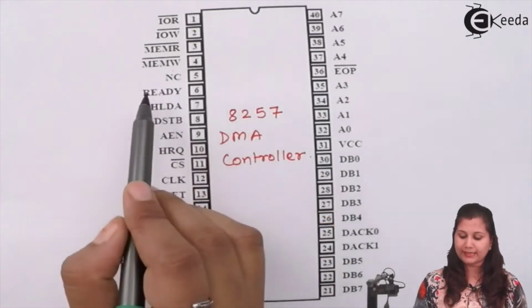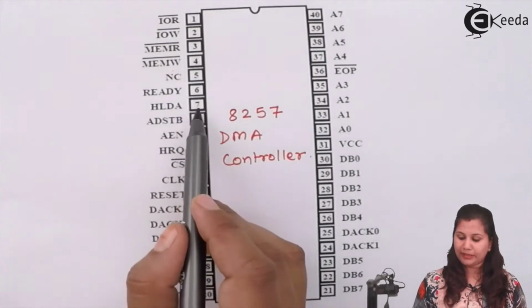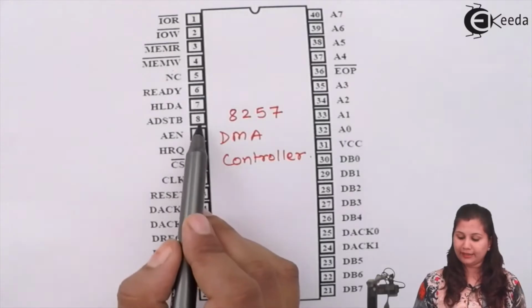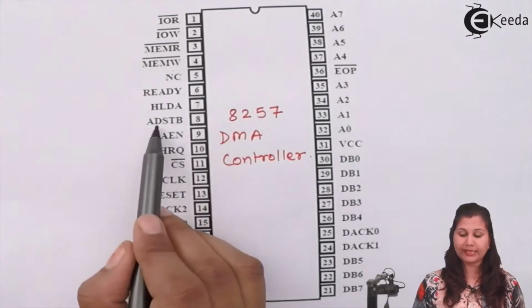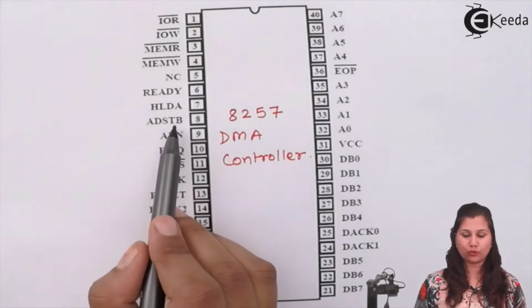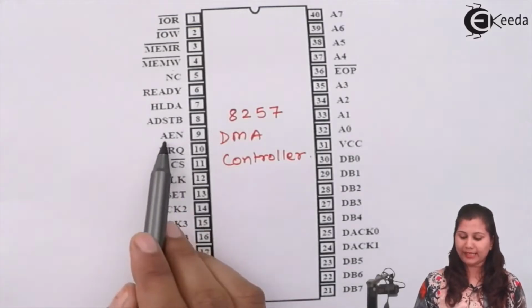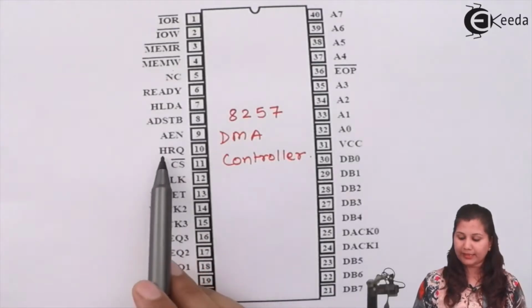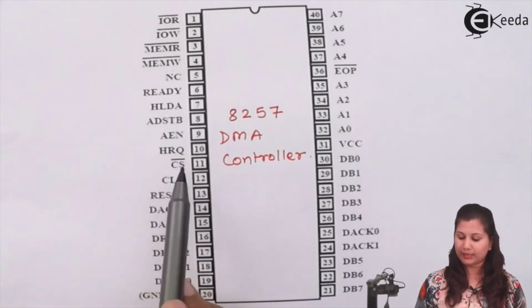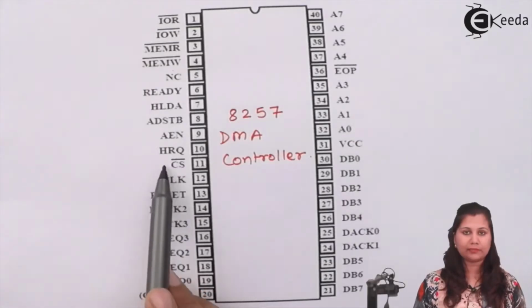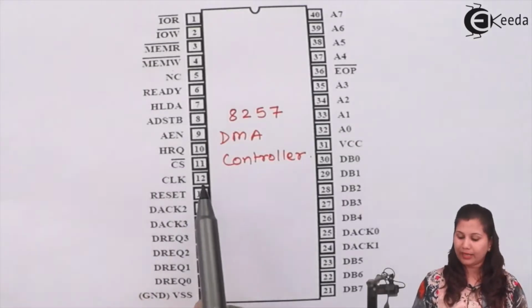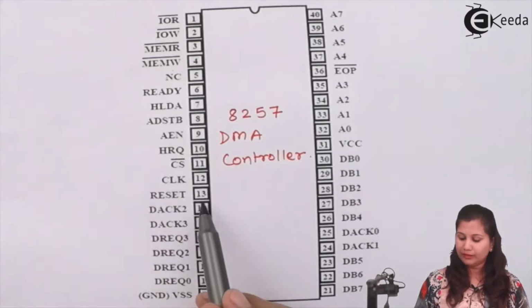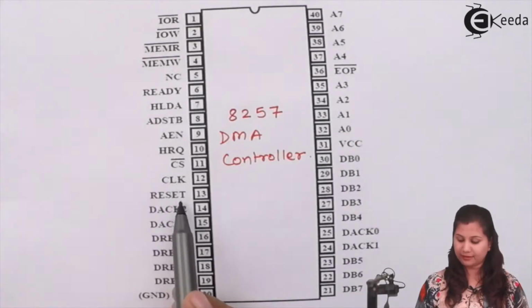Pin number 6 is the READY signal, and pin number 7 is HLDA, meaning hold acknowledge. Pin number 8 is ADSTB, meaning address strobe. Then pin number 9 is AEN, that is address enable. Then pin number 10 is HRQ, hold request. The 11th pin is CS bar, that is the chip select signal. The 12th pin is CLK, the clock input. The 13th pin is the reset signal.